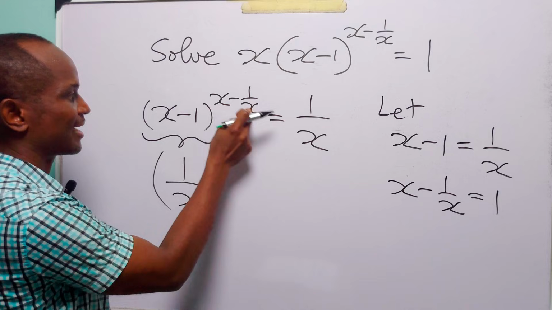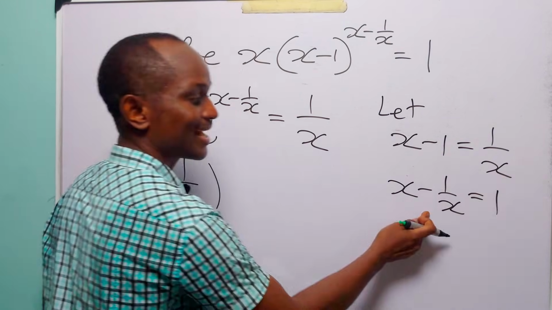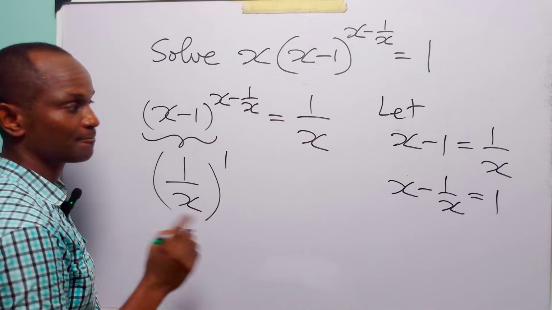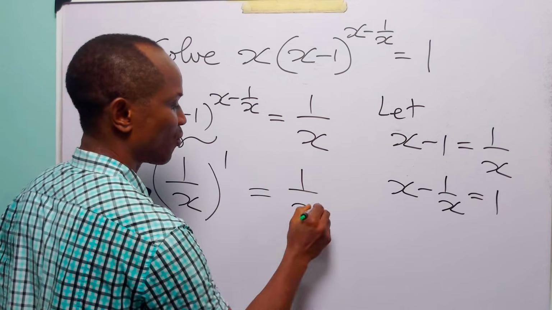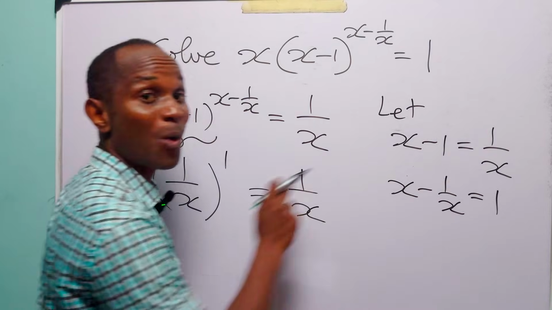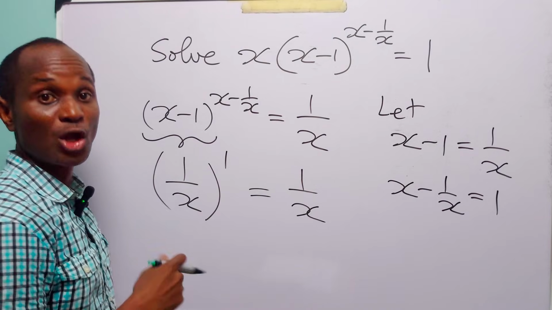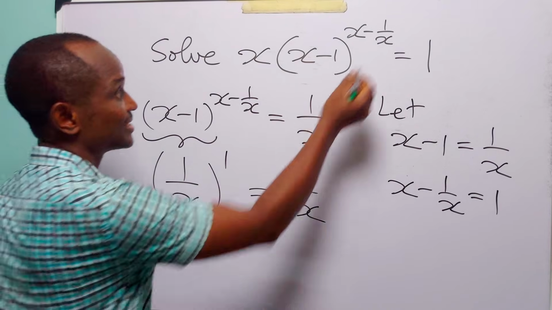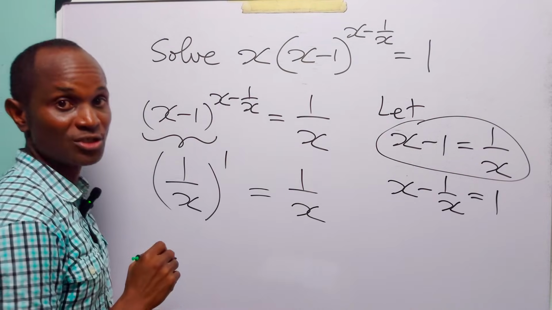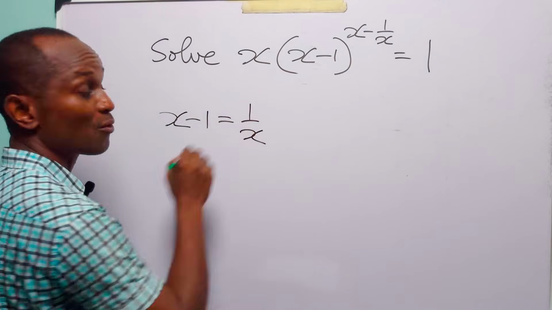Now, in the exponent, we have (x − 1)/x. But remember that when x − 1 is equal to 1/x, then (x − 1)/x is equal to 1. So this is now going to be equal to 1. And on the right-hand side, we still have 1/x. So you can see that when x − 1 is equal to 1/x, the left-hand side of this equation is equal to the right-hand side. So to find the values of x that satisfy this equation, we simply need to solve this equation. So we have that x − 1 is equal to 1/x.